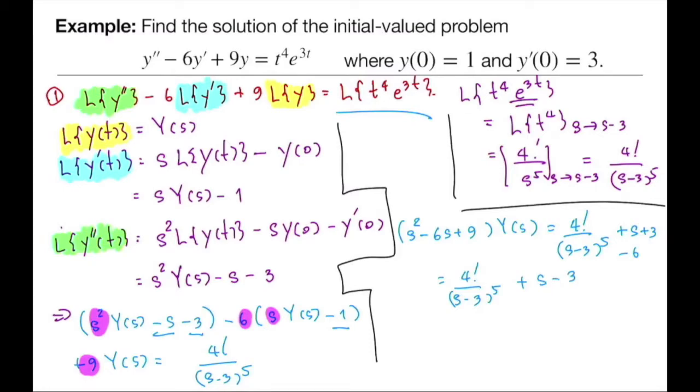But guys, this one is actually (s minus 3) squared Y(s), right? And that is 4 factorial divided by (s minus 3) to the 5 plus s minus 3. Okay, and then guys, I'll go to the next page.